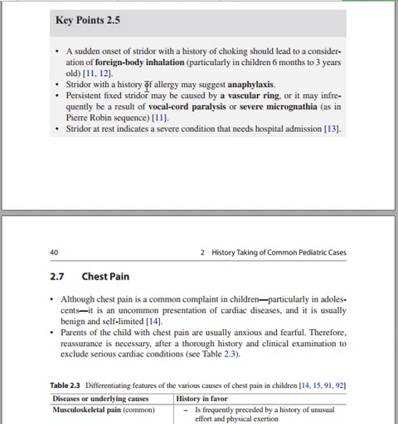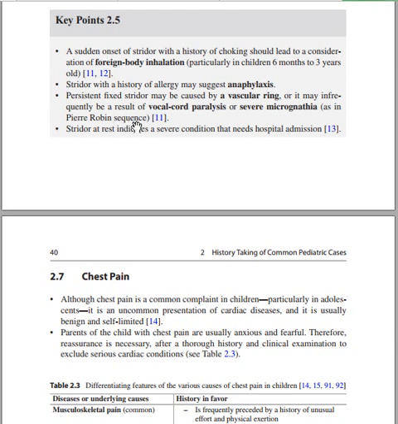Stridor with allergy: if you have stridor, think of allergy. Stridor in the setting of allergy is anaphylaxis due to angioedema, that is the swelling of the subcutaneous tissue of the peri-airway region. A persistent fixed stridor may be caused by a vascular ring, or it may infrequently be a result of vocal cord paralysis or severe micrognathia.